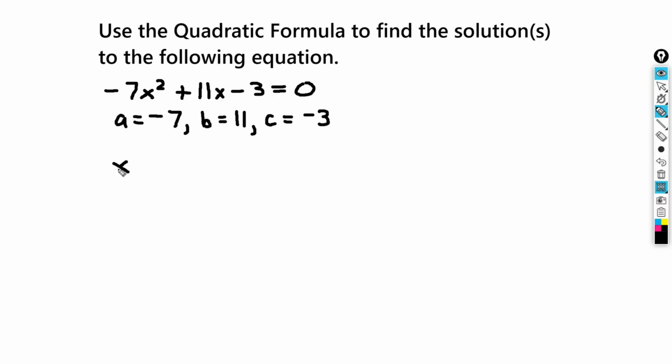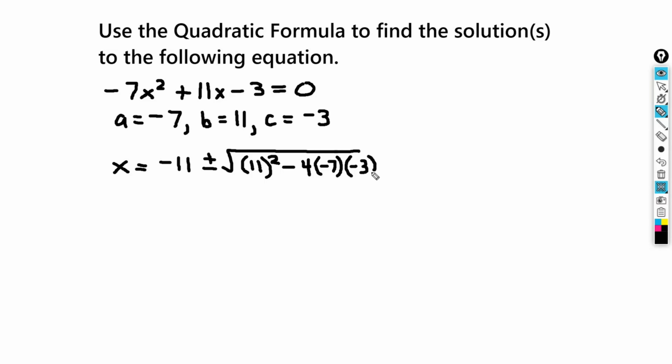And let's plug these into the quadratic formula. So I'm going to say x equals, well, negative b, so negative 11, plus or minus the square root of 11 squared minus 4 times negative 7 times negative 3. And this is all over 2 times negative 7.